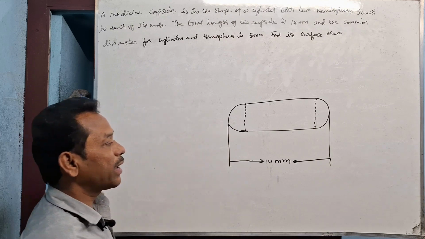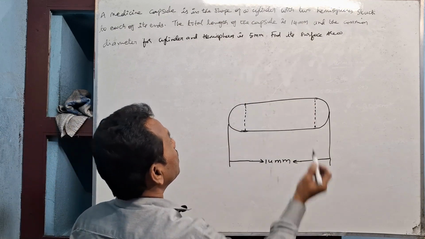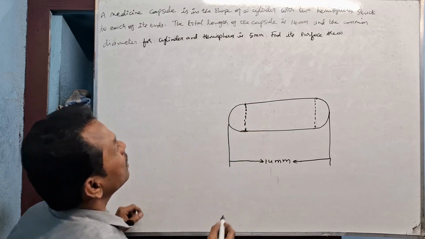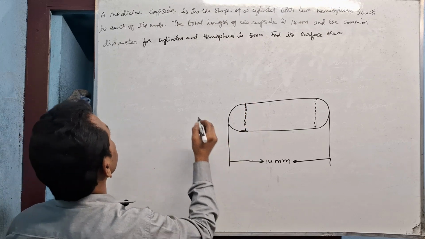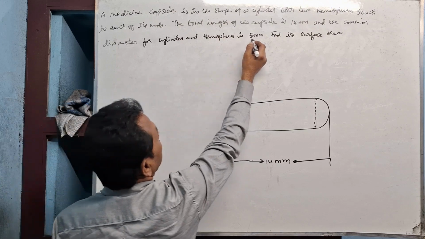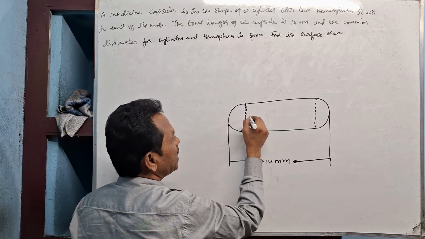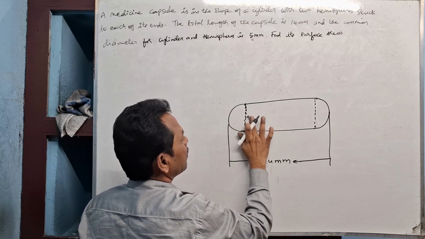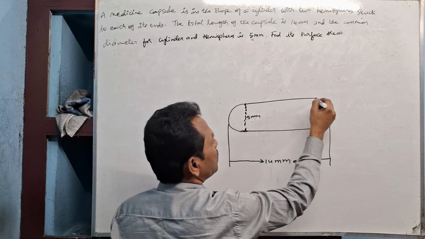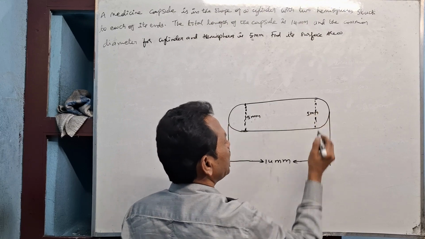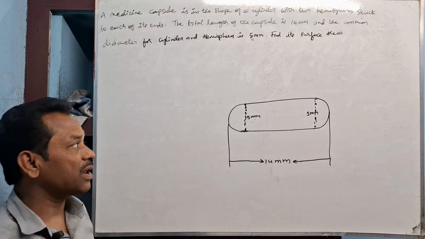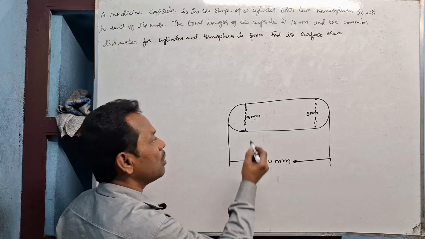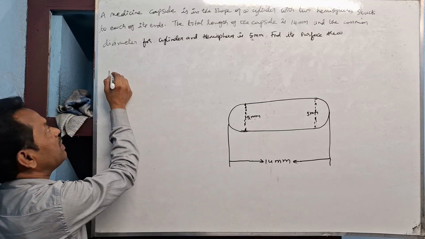Okay bacho, if you are finding it difficult, raise it in the comment section. I'll help you. Now, the common diameter is given as 5 millimeters. So this diameter is 5 millimeters and this also 5 millimeters. In a sense, the diameter of the cylinder as well as the diameter of the hemisphere is 5 millimeters. Now bacho, let us go for the hemisphere part first.